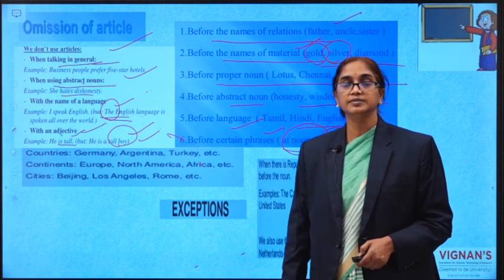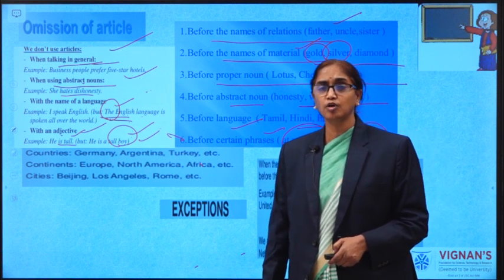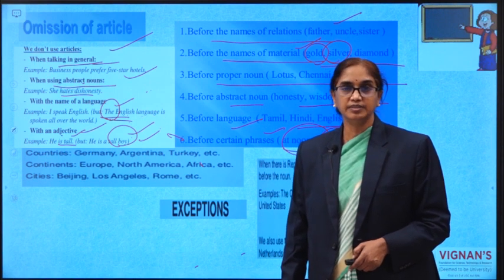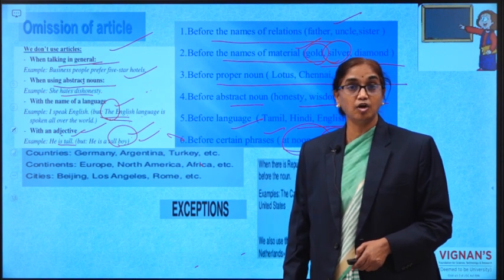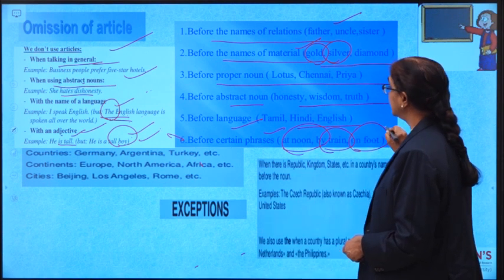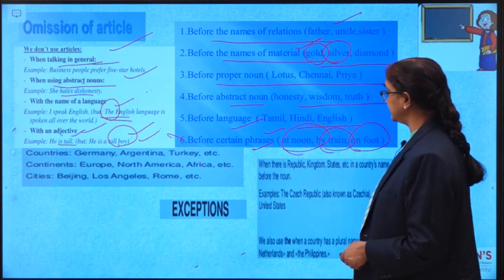"She walked to the college on foot," not "on the foot." "He went to the college by bus," not "by the bus." "She went to school on train or by train," but not "on the train." So we don't use articles before certain phrases like at noon, by train, on foot, and so on.